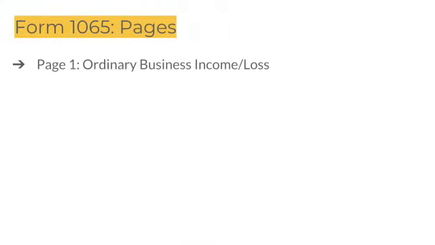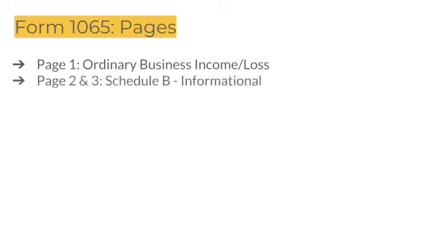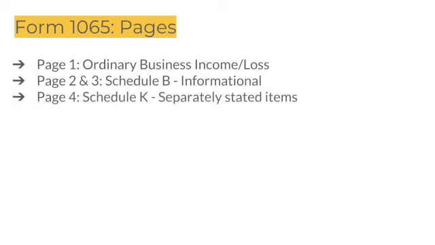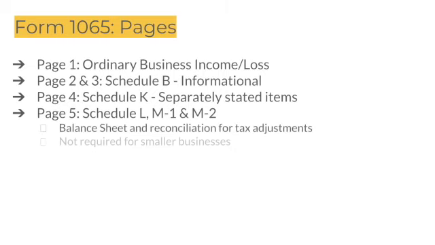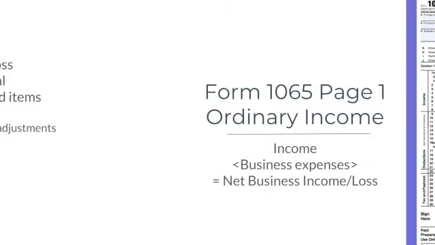Okay, so now we're going to talk about the form a bit. Form 1065 starts with page 1, ordinary income, which reports income and expenses. Page 2 and 3 are pretty much informational. They're Schedule B. Page 4 is Schedule K, which are called separately stated items that flow through on the Schedule K-1s to the partners. Page 5, Schedule L, M-1, and M-2 are reconciliation with the balance sheet, not required for smaller businesses.